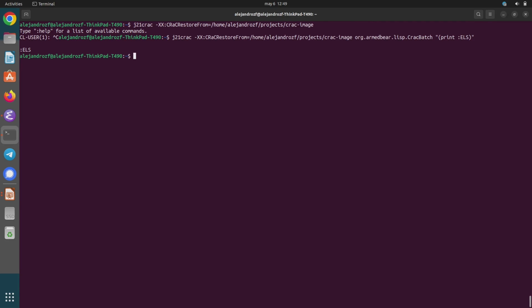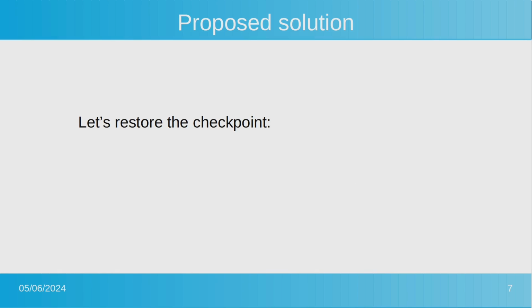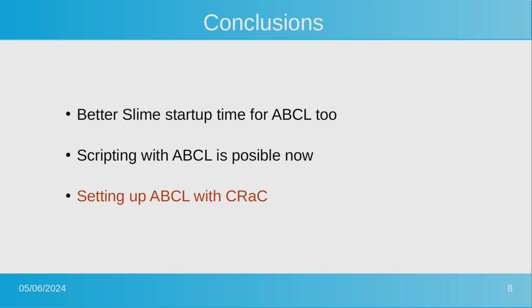And then, well, basically we now have almost scripting possible with ABCL, which is nice. I was even able to use it in Slime, so my Slime runs quickly, almost instantaneously, using this CRaC. And well, the third point is a link so you can take a look at the repository with the changes I made in detail, so you can replicate this by yourself and have this better startup.